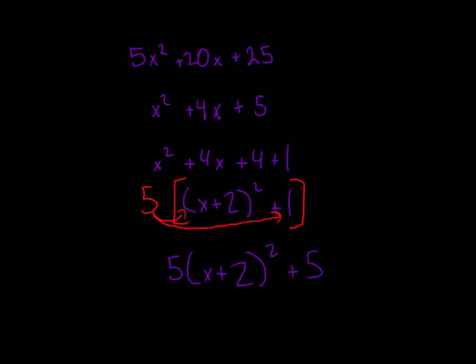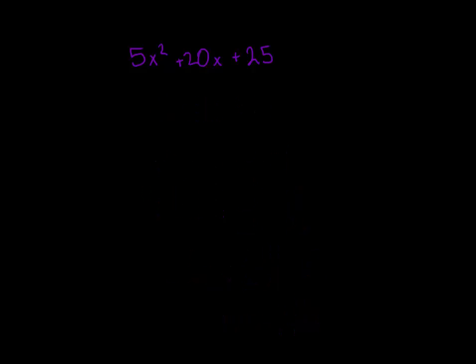There's your vertex form. Vertex is at -2, 5, and that's one of the points on your graph, the vertex. Now maybe you don't like that method, and you always want to have your equal sign in there. That's fine by me. You can still begin by dividing every term by 5, including the 0 on the right-hand side of the equation, to get x squared plus 4x plus 5 equals 0. Why equals 0? Because 0 divided by 5 is still 0.